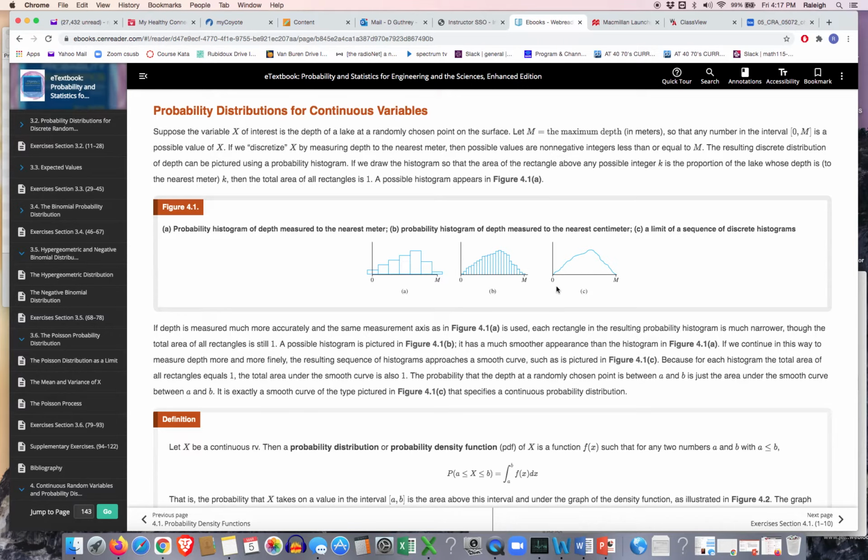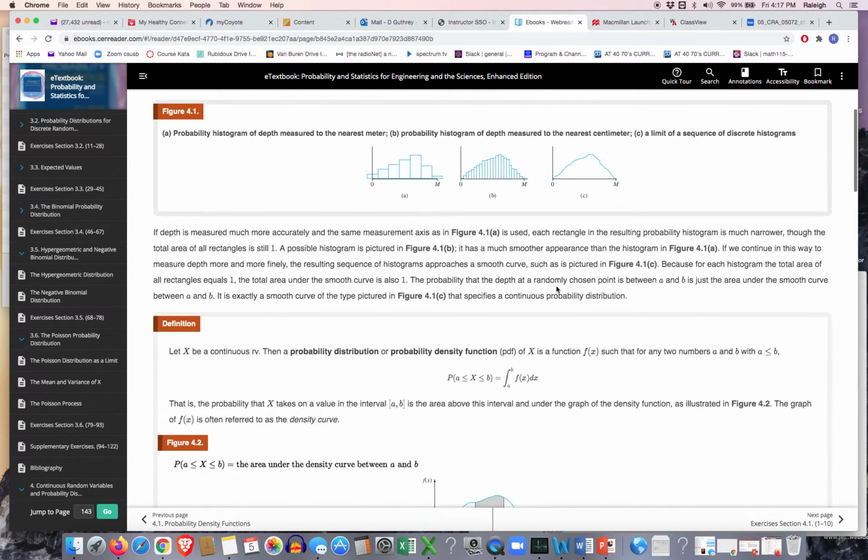And of course, the third one is the best one, especially if we could find a formula for it. Without that, you may be better off using the histogram. But anyway, they talk a little bit about how those are developed, and you can certainly skim through that.